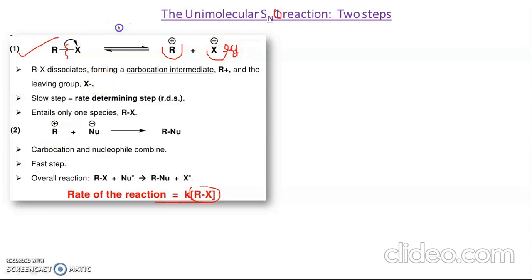Now this is the first step, and this step is slow. So this is the rate determining step, and you can also see we have used the equilibrium sign. So this is a reversible step.